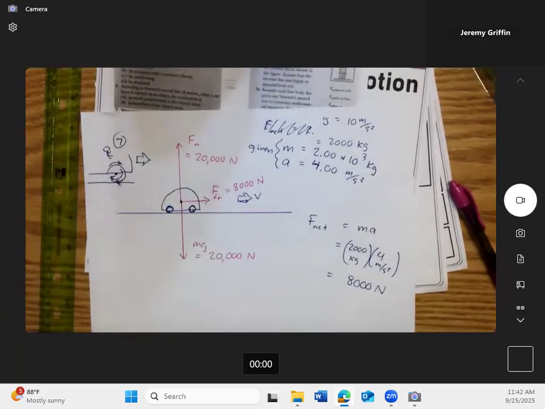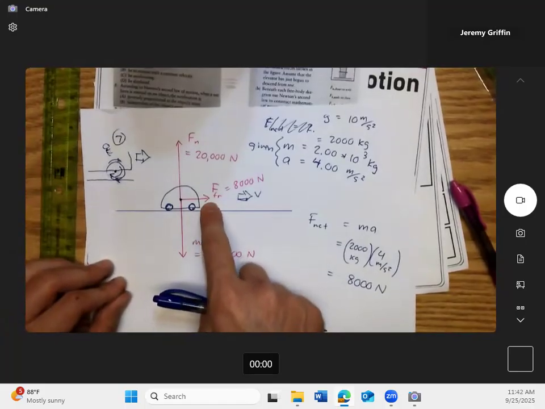So the friction will be in the same direction as the velocity. The friction is pushing the car forward, and that's what's propelling the car forward.